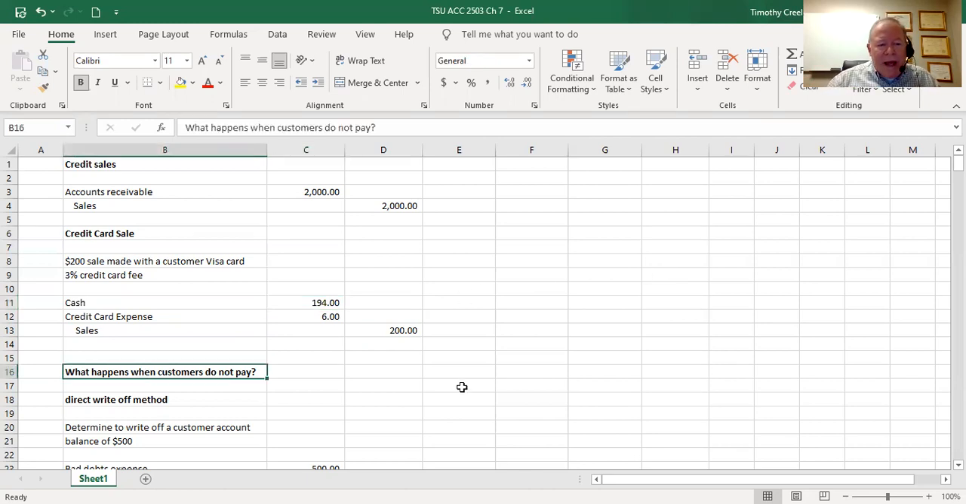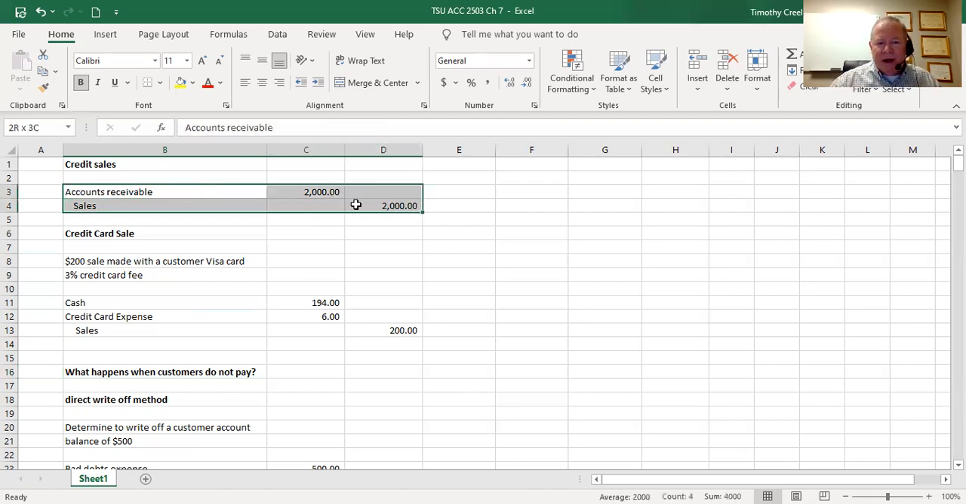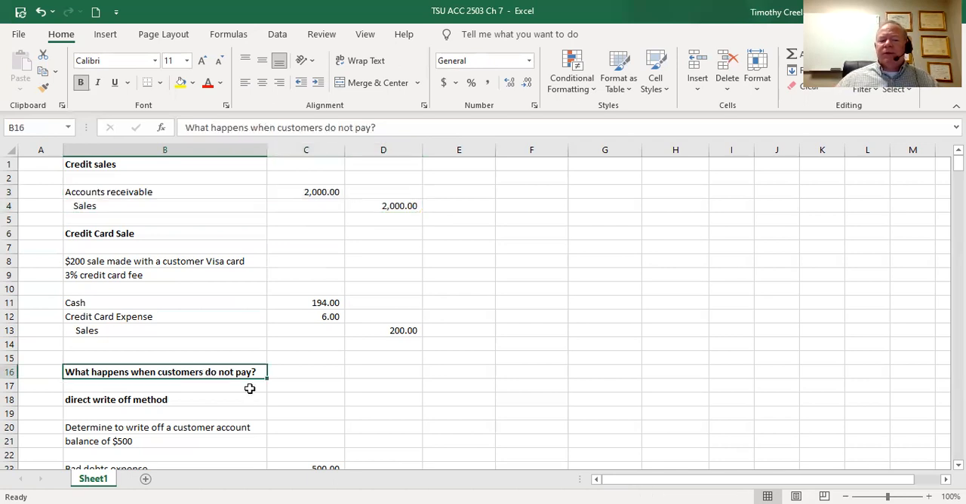Now, what happens though when you're offering credit to regular customers? You have regular customers and you agree to provide their service or sell them your product, and they pay you back every 30, 60 days. Of course, that would be accounts receivable. That would be like the first transaction that we looked at up here. But what happens when customers do not pay?